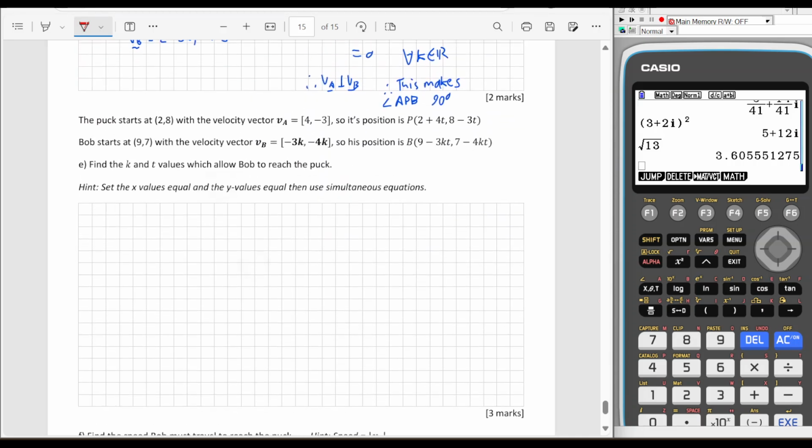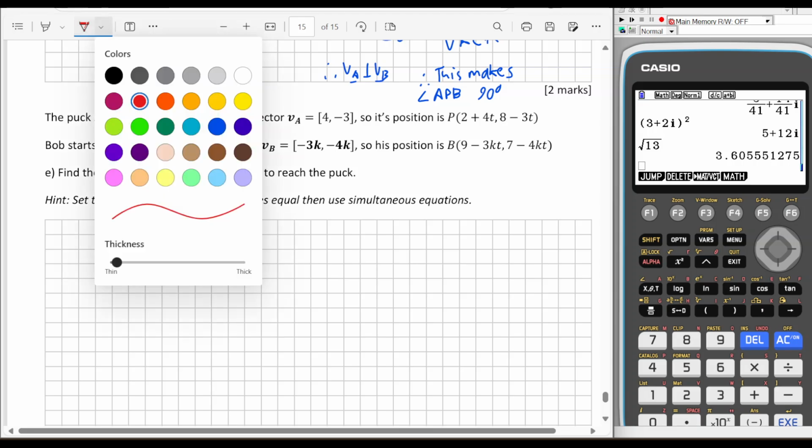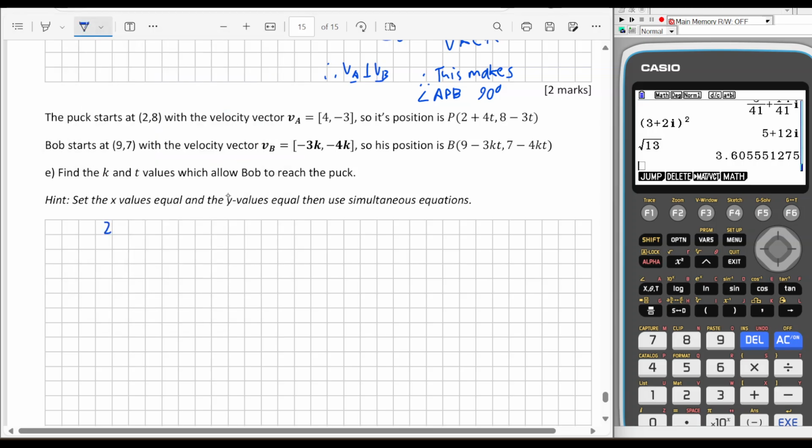So we're going to set the X values and the Y values equal to each other. So 2 plus 4t should equal 9 take 3kt. Okay, so that's from the X values. And I'm actually going to rearrange it. I'm going to put 3kt over onto the left, keep plus 4t on the left, and on the right, I'm going to get the 2 across to the right. So 9 take 2 is 7. So that's our first equation.